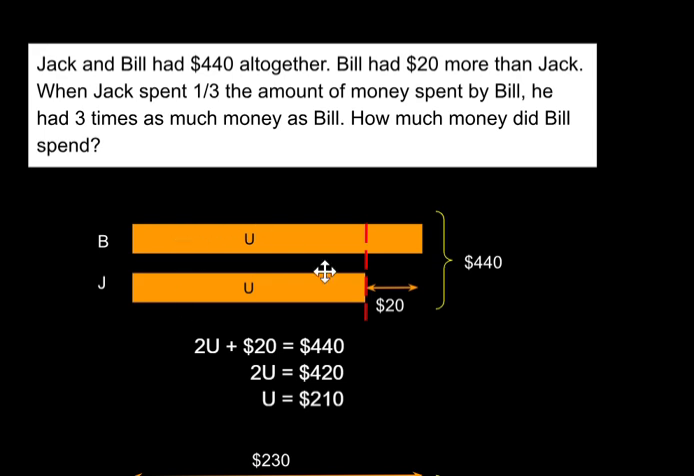In this case, 2u plus 20 will give you 440. So you can solve u to be 210, which means Jack has 210, and Bill will have 230.